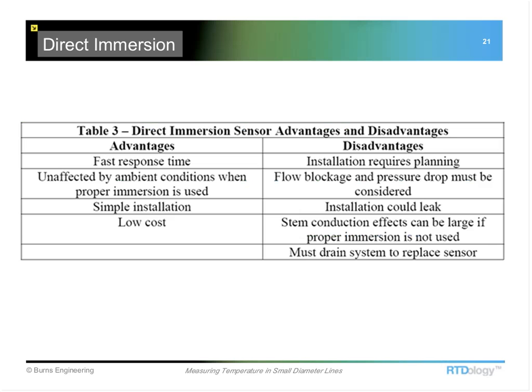So with a direct immersion style like that, we've got some advantages and disadvantages. We can have a real fast response time. We don't have that thermowell around the probe, so it's just an eighth-inch or quarter-inch diameter probe, and they do have a very fast response time. We can get the proper immersion length. The ambient conditions are not going to be much of a factor. Installation is very simple, and they're low cost. You don't have the added cost of a thermowell.